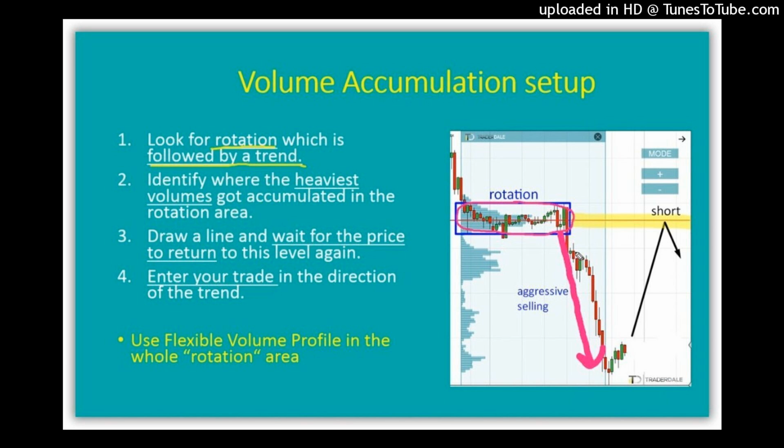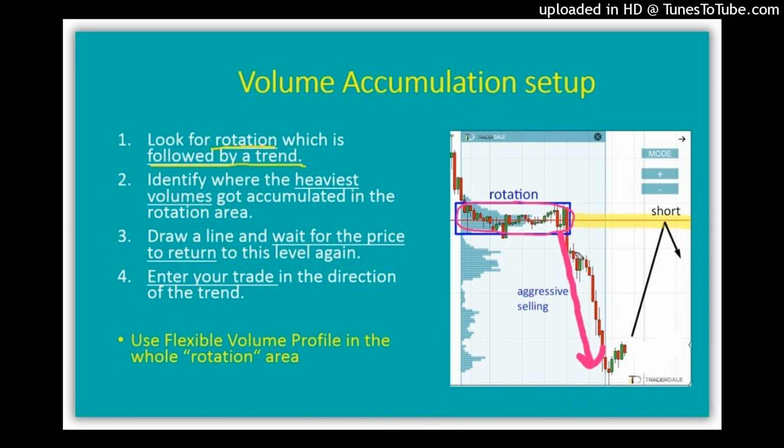Alright, so in this picture, in this rotation, you can see that there were heavy volumes accumulated there, and the absolutely heaviest volumes within this rotation were in here, at this price level. This is the point of control of this rotation. Heaviest volumes, which means that the institutions accumulated most of their volumes at this price level. So what you do next is you draw a line from this point of control, from the place where the volumes were the heaviest, and wait for the price to return to this level again.